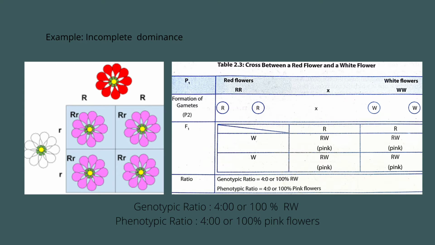Another example is a cross between a red flower and a white flower. As you can see, we have RR crossed with WW. Then we have the genotypic ratio, which is 4 to 0, or 100% RW. Then our phenotypic ratio here is 4 to 0, or 100% pink flowers.